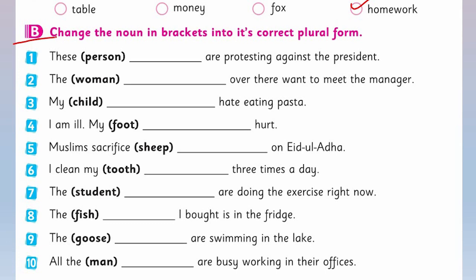Look at the first one. These person are protesting against the president. Here the person is irregular now, so we cannot change it. We cannot add anything to it. So we will carry this on like it is. Person.